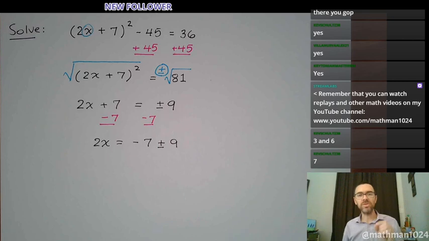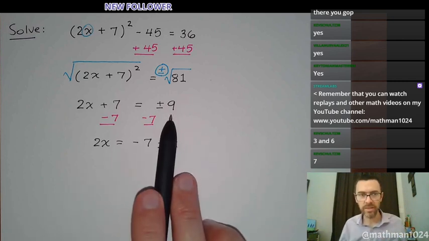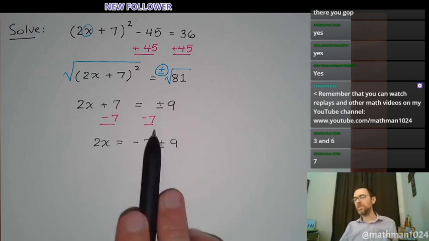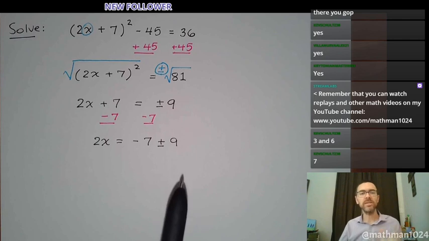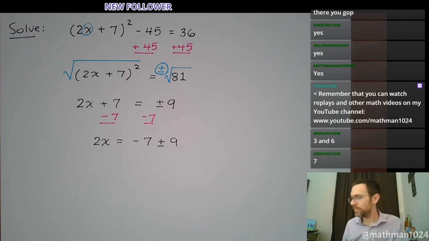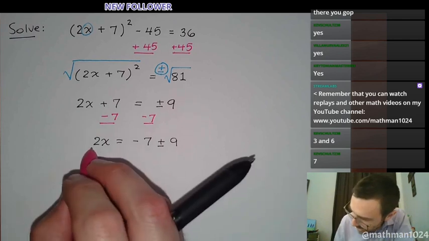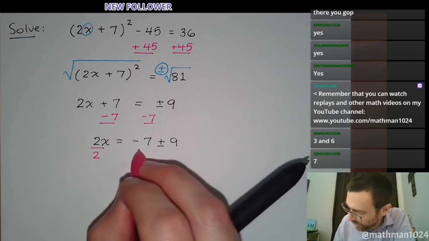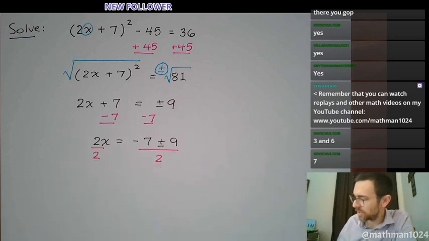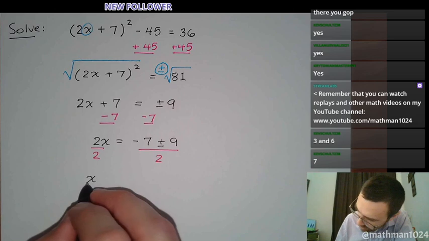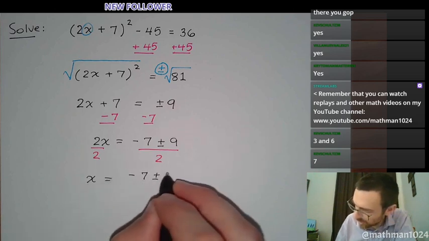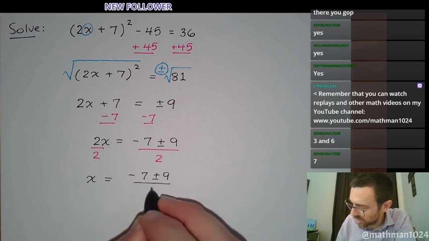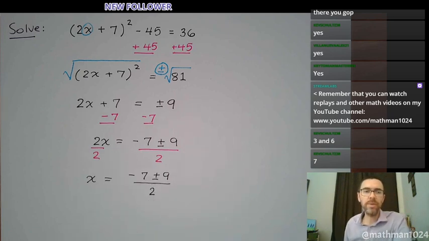That plus or minus is only connected to the 9. And a lot of times students think, I'm just going to subtract 7 from 9. No, the 9's got the 2 signs. So you have to wait and address that situation a little bit later. Finally, to get x by itself, we divide both sides of the equation by 2. So x is equal to negative 7 plus or minus 9, all divided by 2.